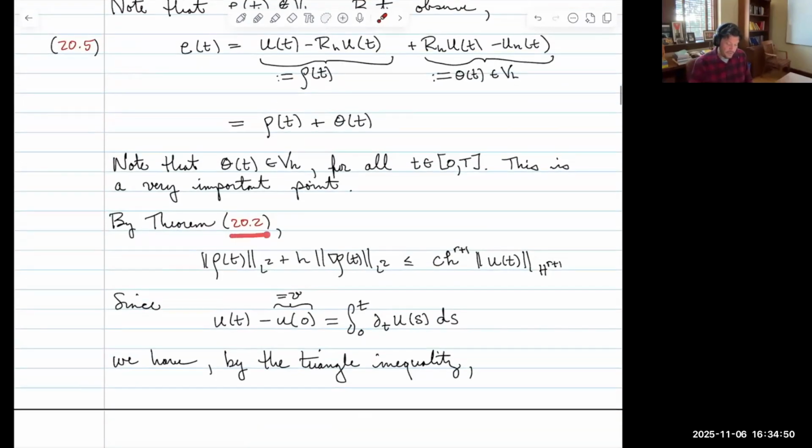Now, by theorem 20.2, because this is just the difference between a function and its Ritz projection at every time step t, I know that measured in this norm, this kind of weird norm with this h over here, is less than C h^(r+1) times the H^(r+1) norm of u(t). I'm taking this all the way up. So in theorem 20.2, I could take this from s equals 1 all the way up to r plus 1. Okay, so that's all we need right now for that rho.